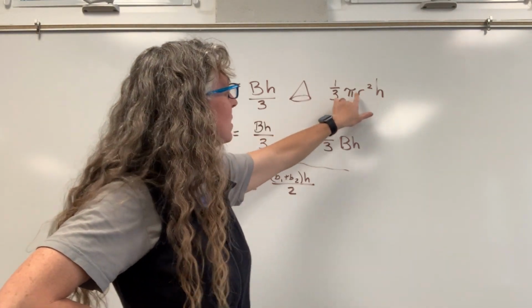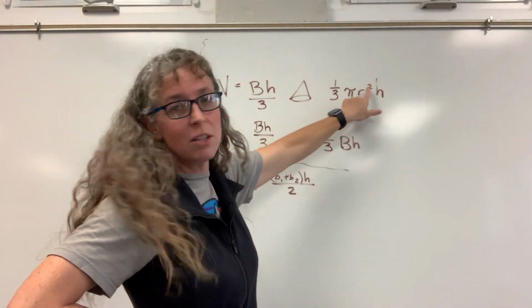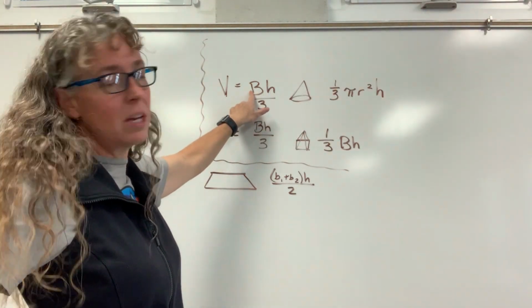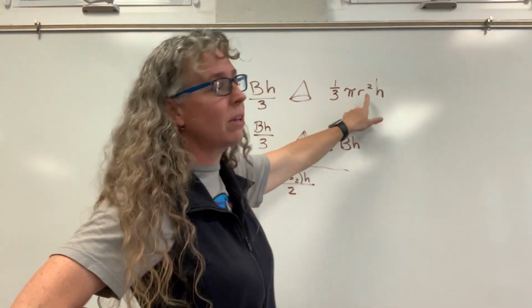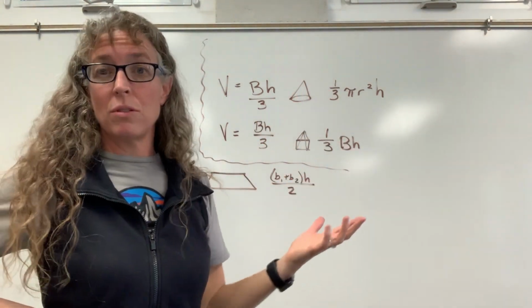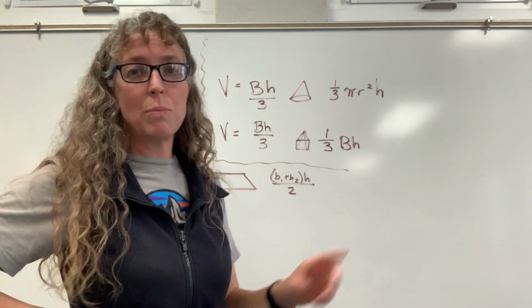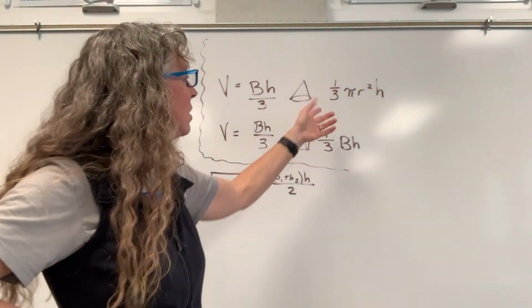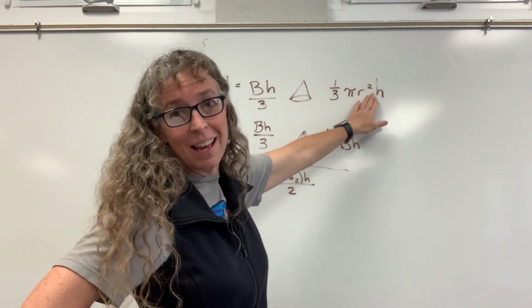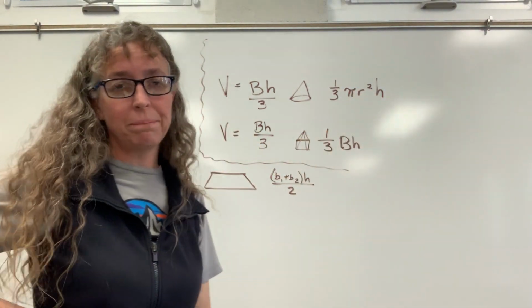Pi r squared. The reason they do that is because pi times radius squared is how we figure out the area of our base, which is a circle. They just wrote it all out for you, okay? So these two formulas are exactly the same thing. You can put them on those little cards that you can use on your test. Put whichever one makes more sense to you. 1/3 times pi radius squared, and then we're going to multiply it by the height of the cone, okay?